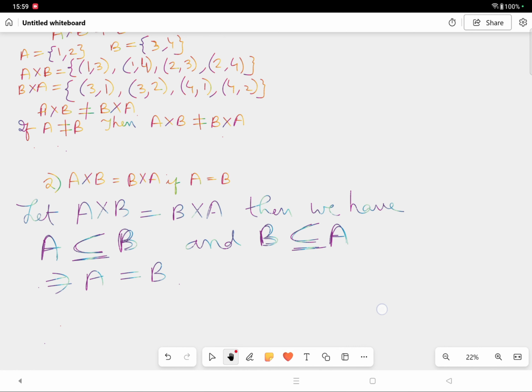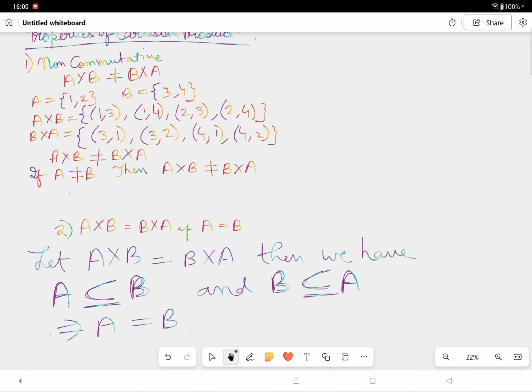Very important, the first one is non-commutative: A cross B is not equal to B cross A. If Cartesian products are not equal, it will obviously imply that the individual sets have different elements. And if the Cartesian products are equal, it will imply that the individual sets have the same elements.